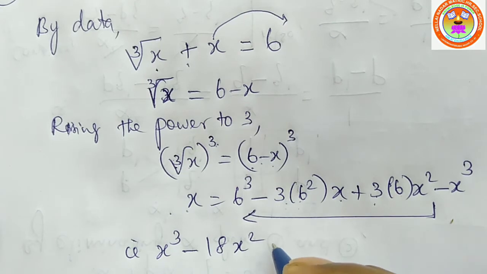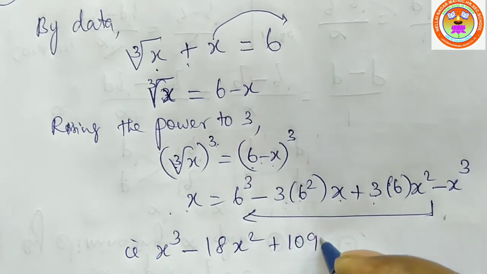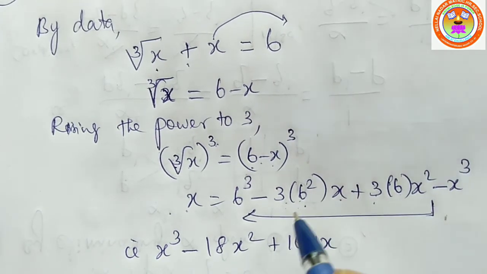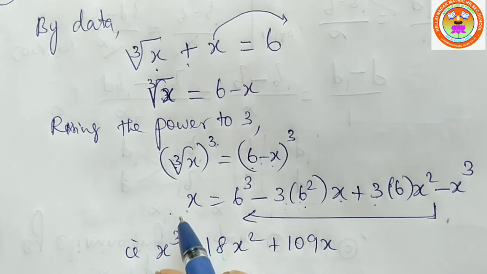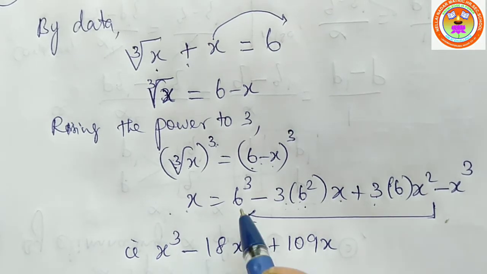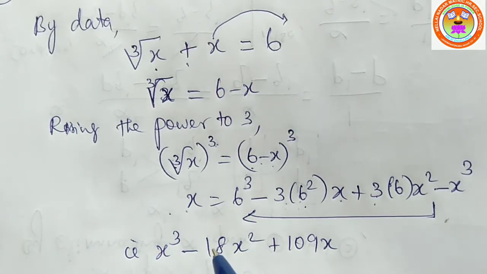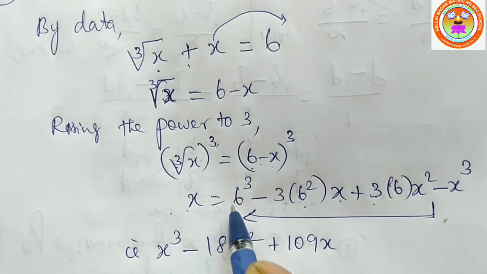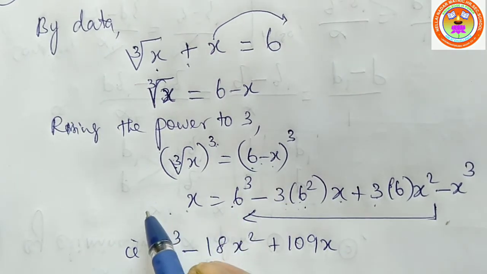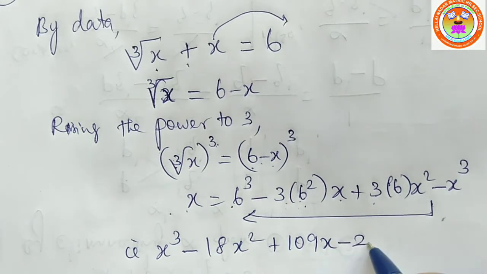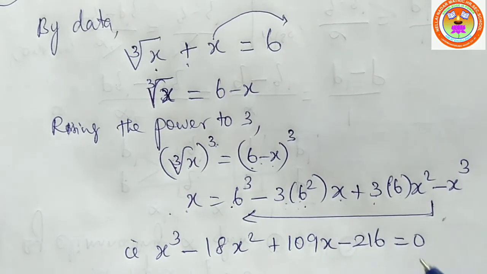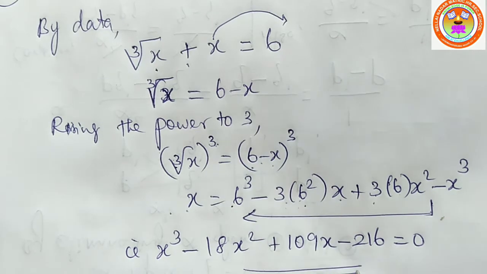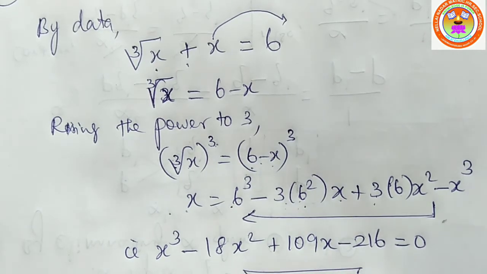Already there we have 1x. So when we are adding, what will we get? 109x. Here 108x, here 1x, so total 109x. Then 6 cube: 6 into 6 into 6. 6 6s are 36, 36 times 6 is 216. So plus 216 is moving to the left hand side, it will become minus 216, which is equal to 0. So this is the required cubic equation.